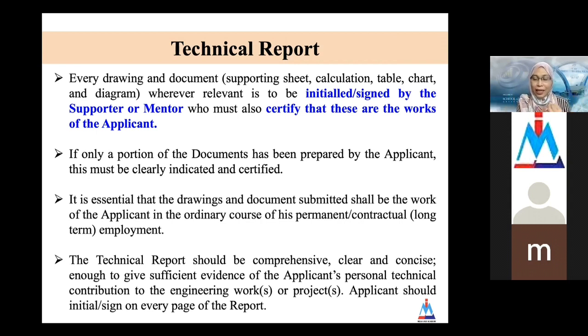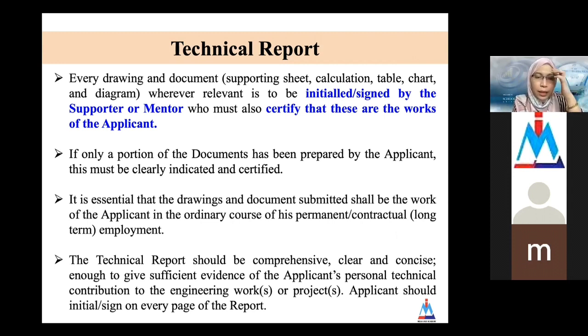Okay, and additionally because you ada written exam, okay, dan written exam tu dia akan ambil daripada you punya technical report. Okay, so kalau benda yang you tak buat tu, basically I akan letak kat luar lah. Okay, as appendixes ke ataupun kita indicate that within the report, this one is from the company, not from you lah. Okay, right. It is essential that the drawings and documents submitted shall be the work of the applicant in the ordinary course of his permanent or contractual long-term employment lah.